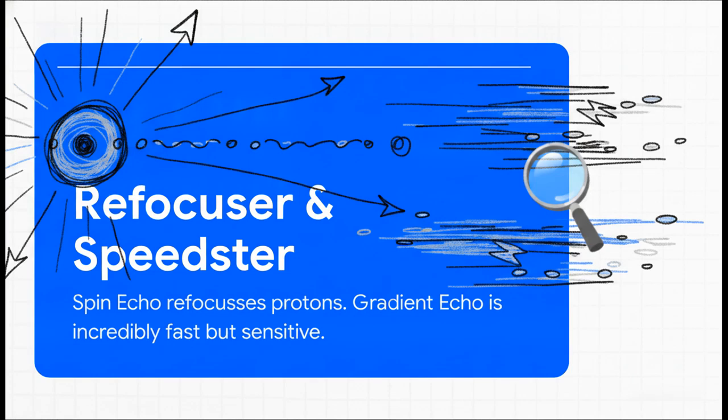Gradient echo? That's the speedster. Skipping that 180-degree pulse makes it insanely fast, but leaves it highly sensitive to every little bump in the magnetic field.